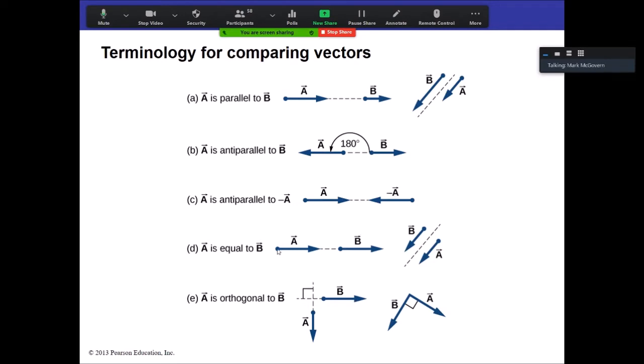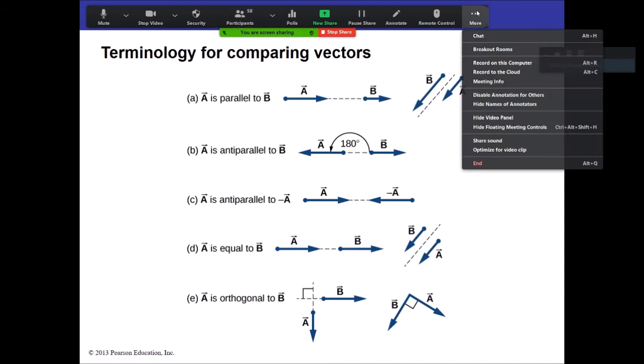A and B are equal, same length, same direction, as you can see here. And then we have this nice fancy word, orthogonal. A is orthogonal to B. That's just a fancy term that means perpendicular, which by itself is a fancy term that means at right angles. But orthogonal is a nice enough word, so we're going to go with orthogonal.